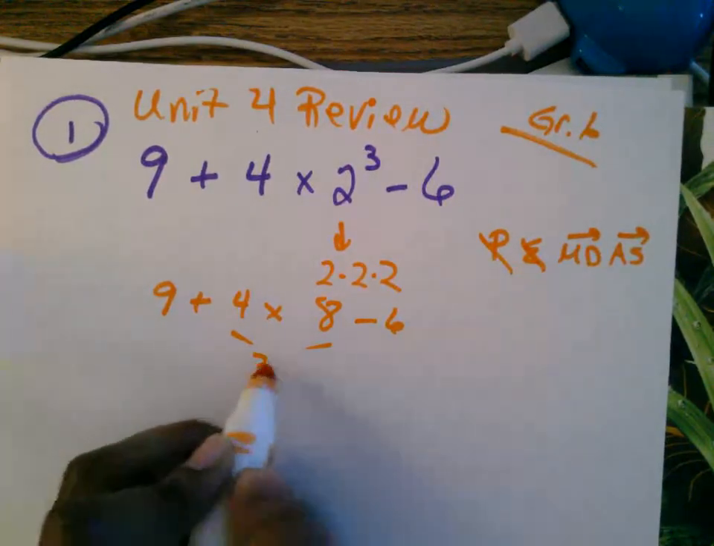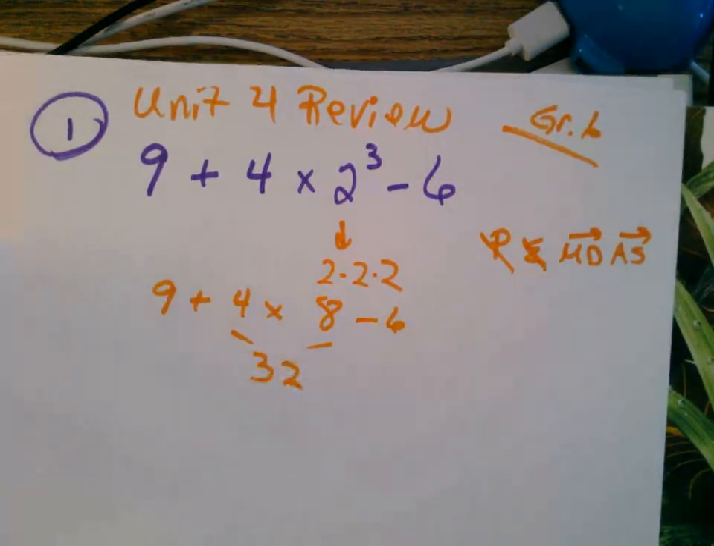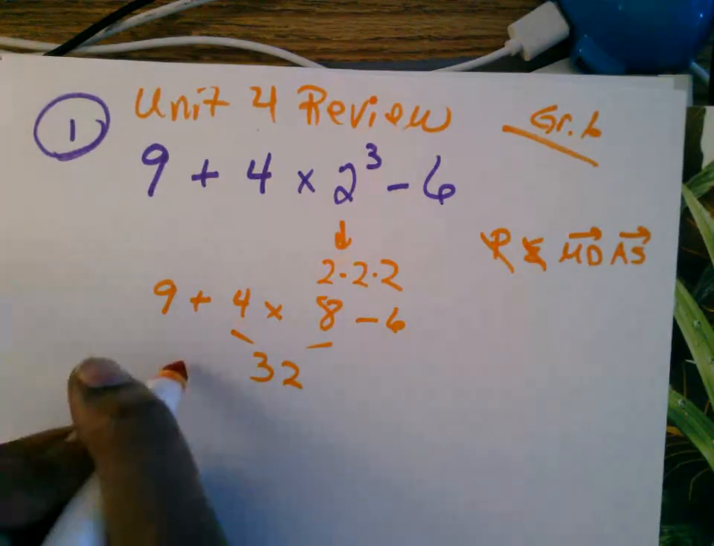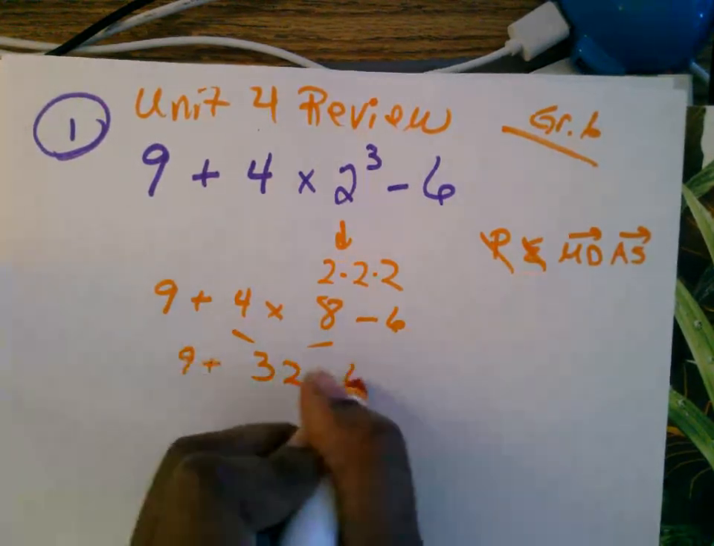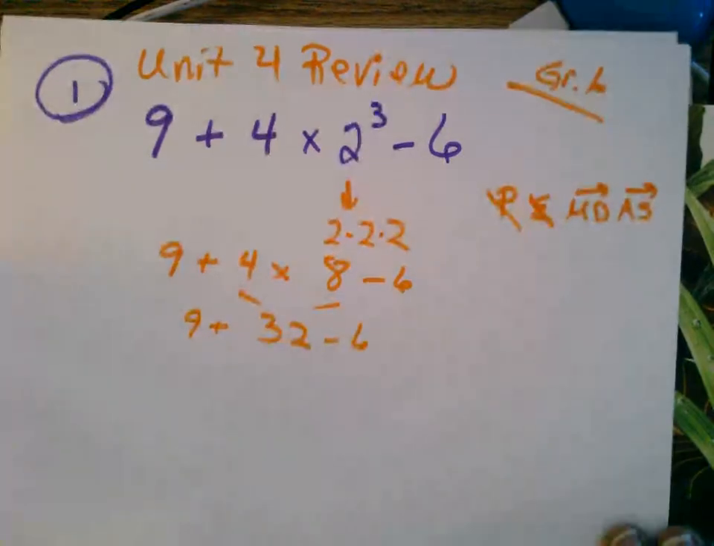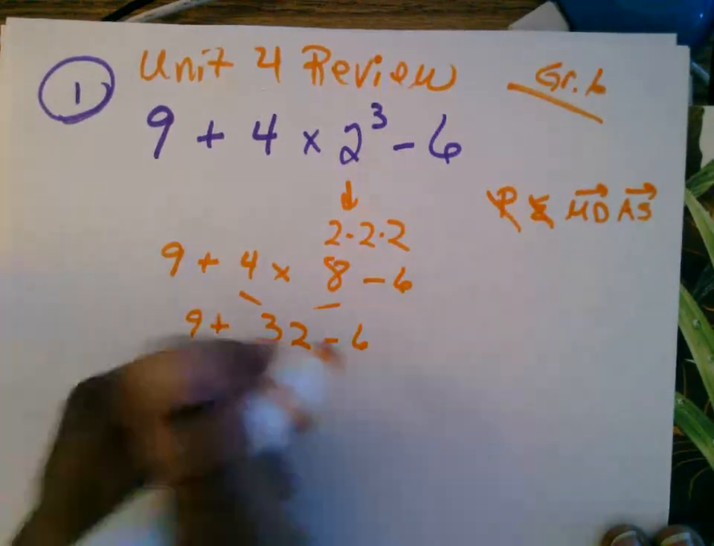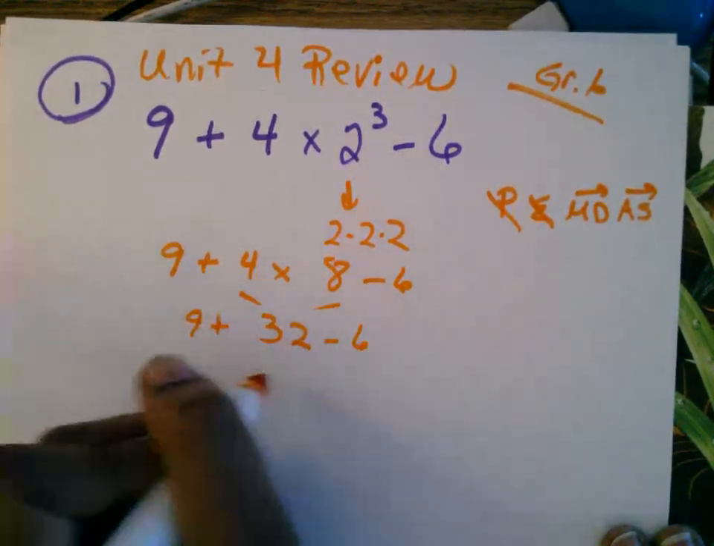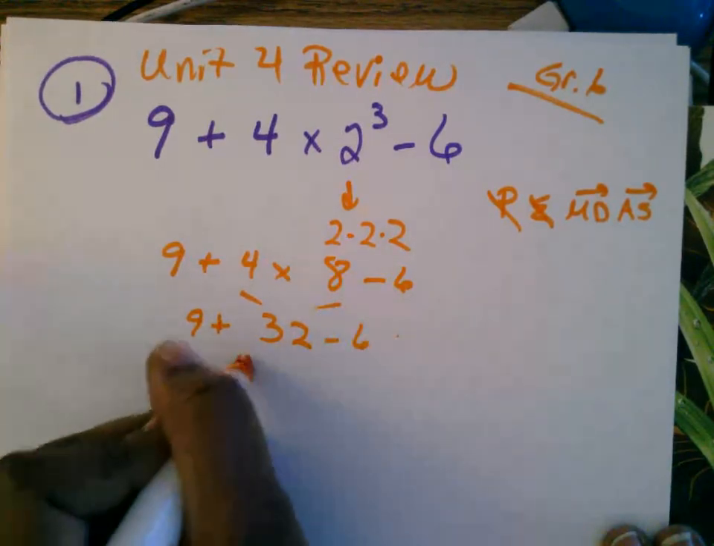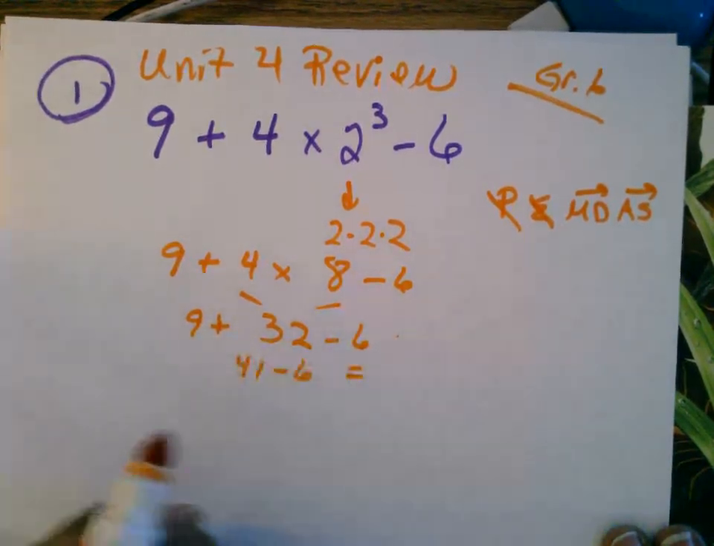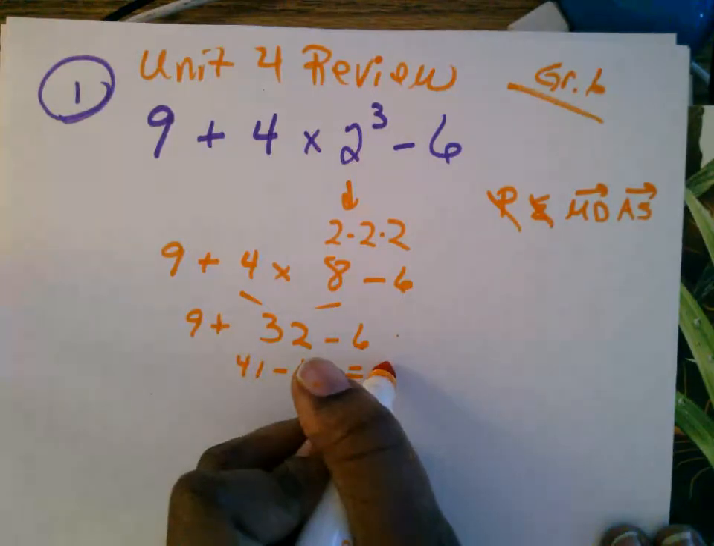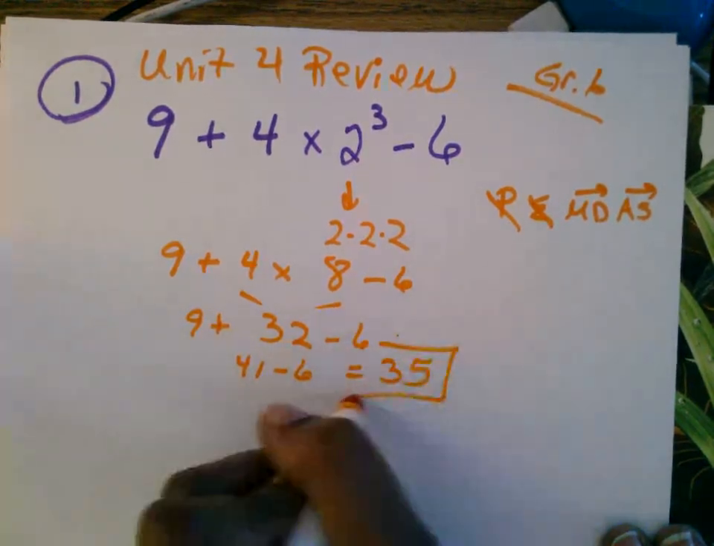We took care of the exponents, so now we need multiplication and division from left to right. That's going to give us 8 times 4, which is 32. And then we are left with addition and subtraction from left to right. 9 and 32 is going to be 41, and 41 minus 6 is what, 34, 35?